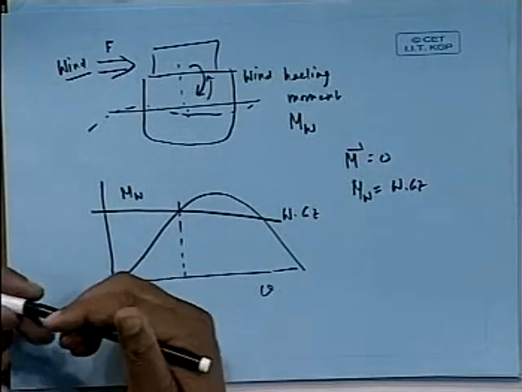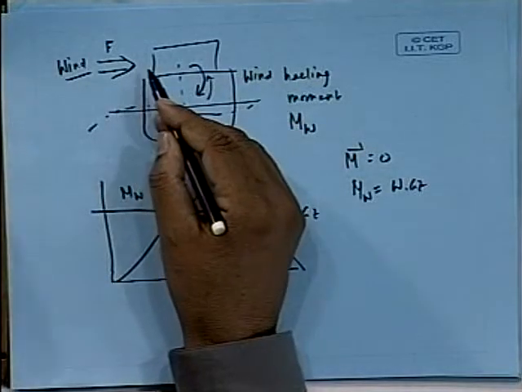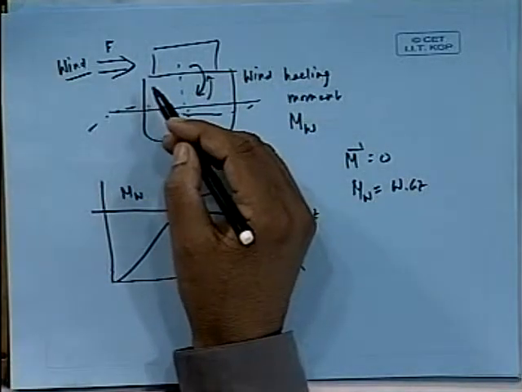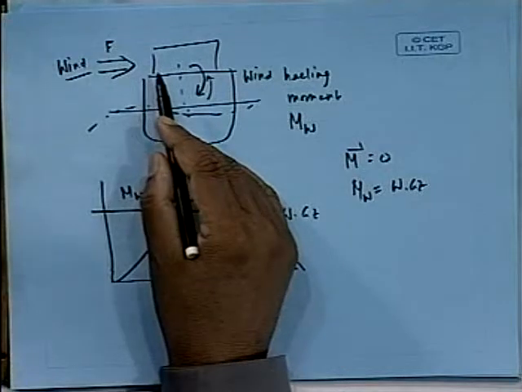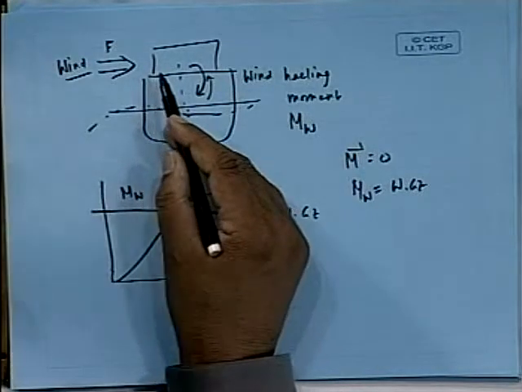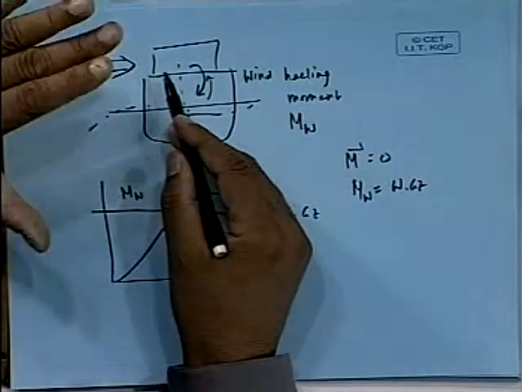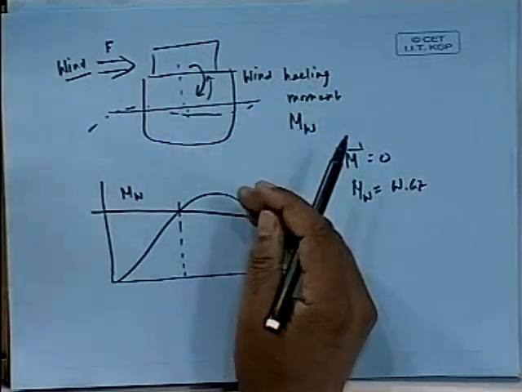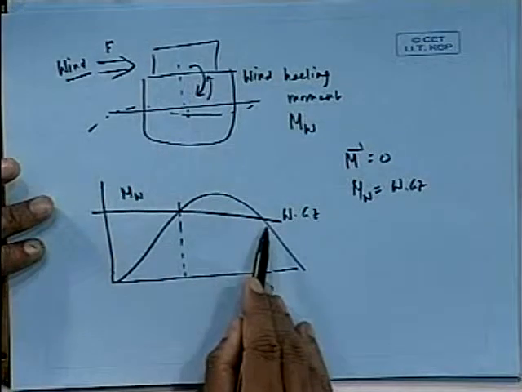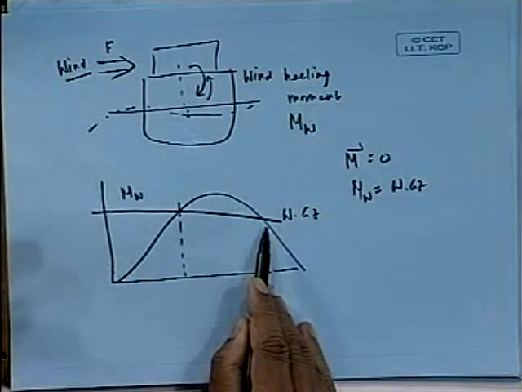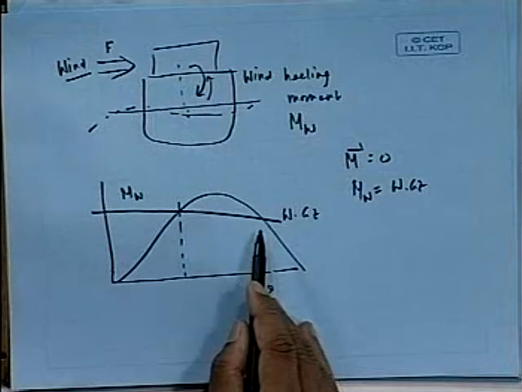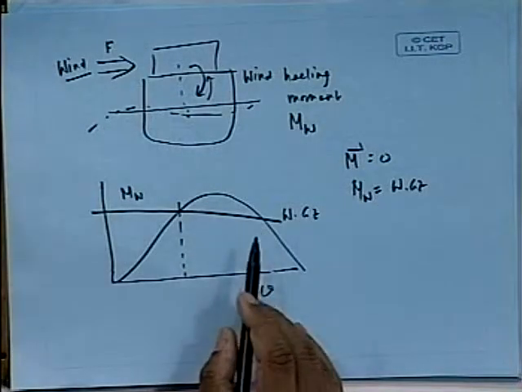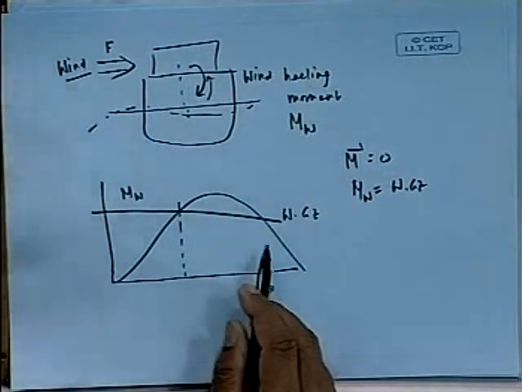What happens is that when the wind blows, it has some energy. Now according to the basic principle of conservation of energy, this energy must get absorbed by the work done by the restoring force. That means if you give a push here, it will keep on tilting to some angle initially where the total work done by the heeling moment becomes equal to the work done by the restoring moment.